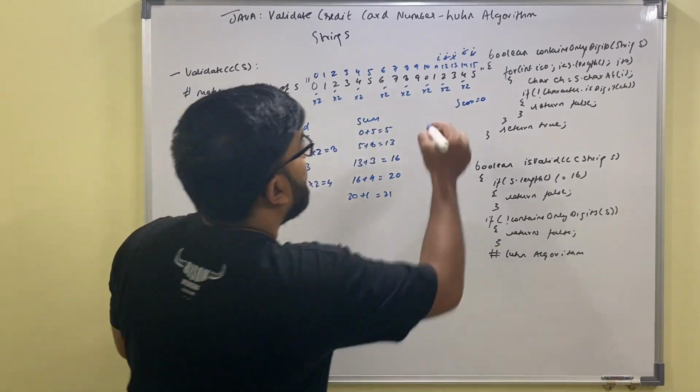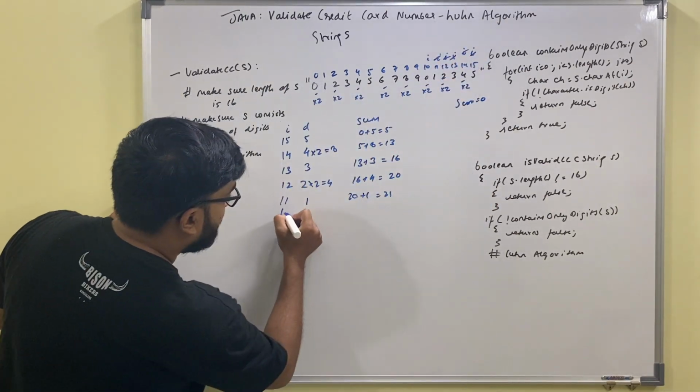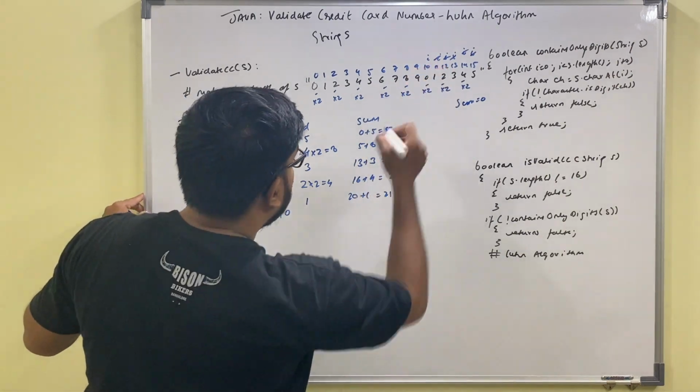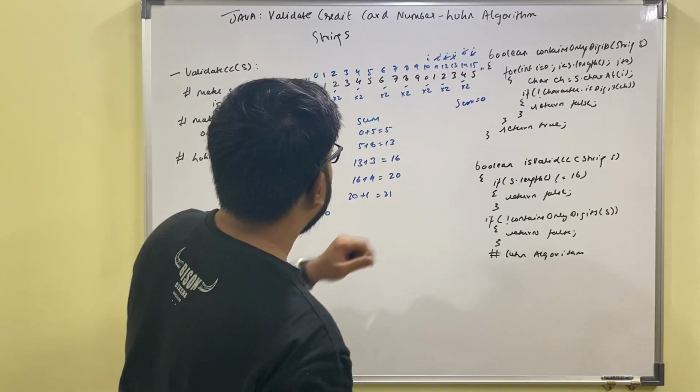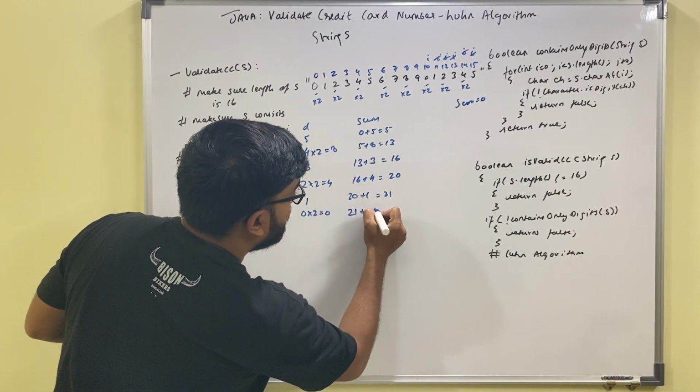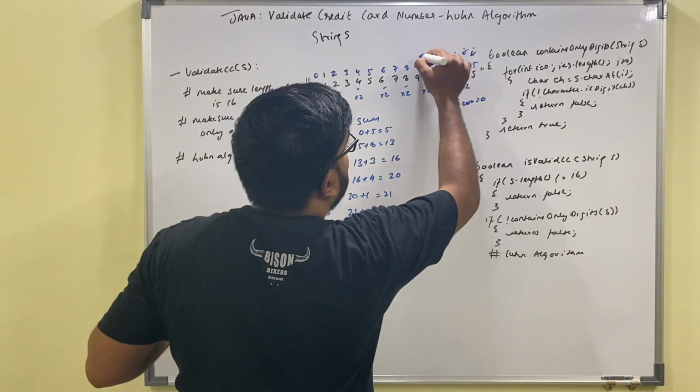I becomes 10. When i is 10, I get the digit as 0. I multiply it by 2, I get 0. I add it to the sum. 21 plus 0 is 21. I is reduced.